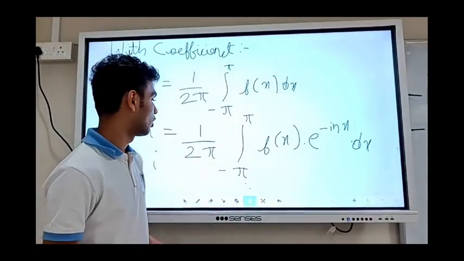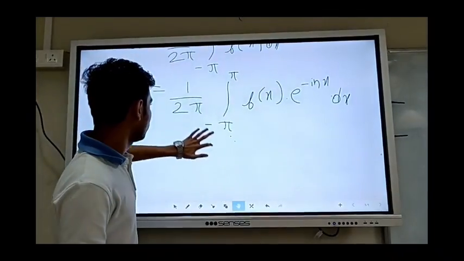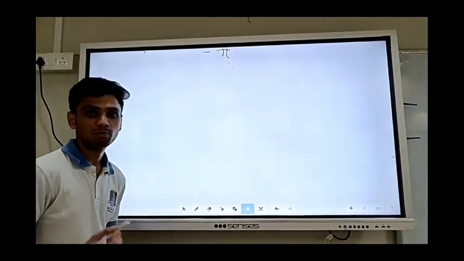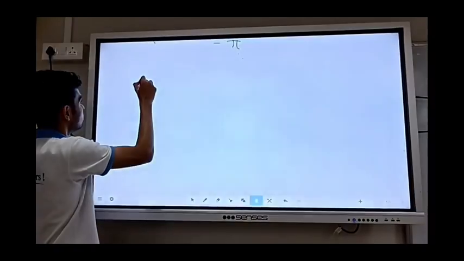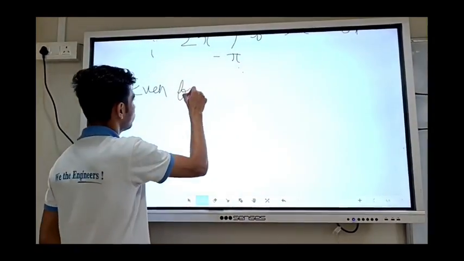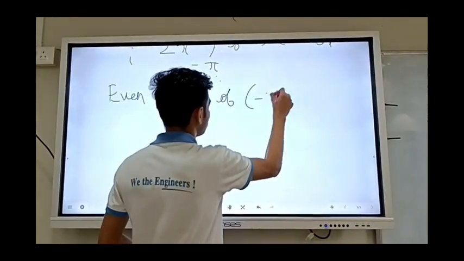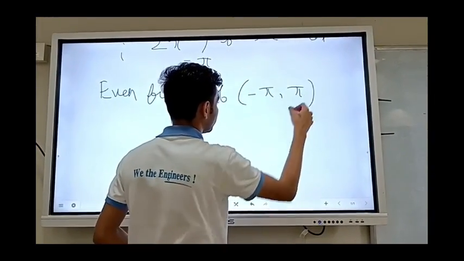After giving the functions of the complex form of Fourier series, let's just try to go to the even or odd function. So for the even function, let's take out the even function of the interval minus pi to pi.